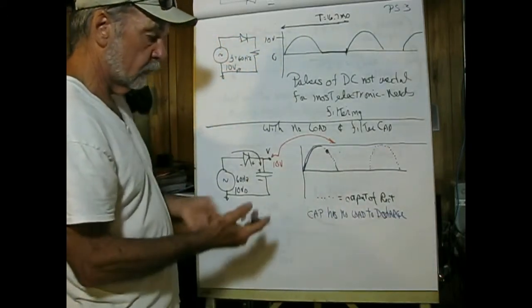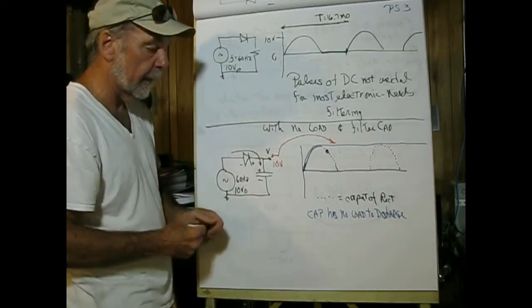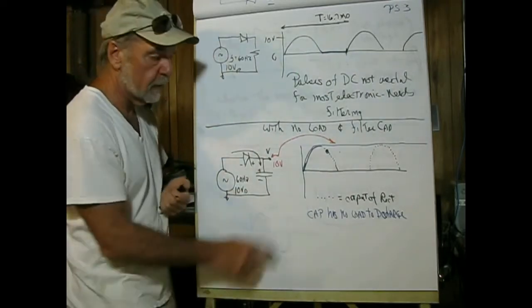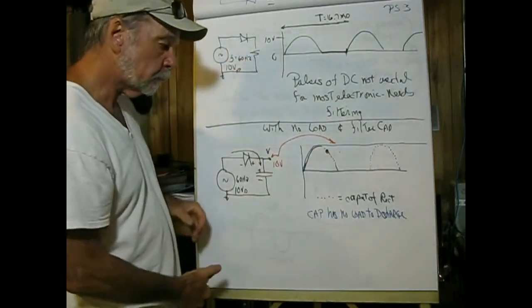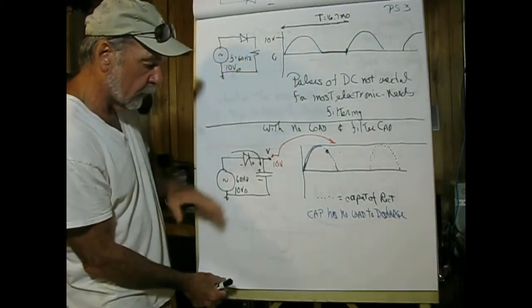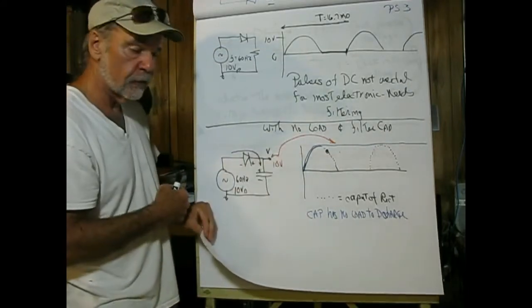So that's very nice. That's what we'd like to see out of a half-wave supply with a load attached, a straight line with no ripple components in it. So there's no place to discharge for the capacitor. It can charge, but it cannot discharge.